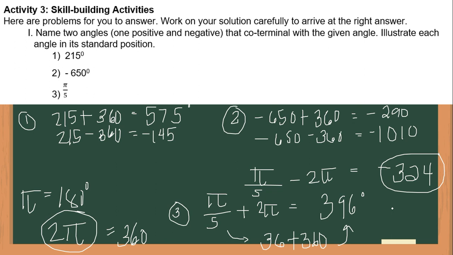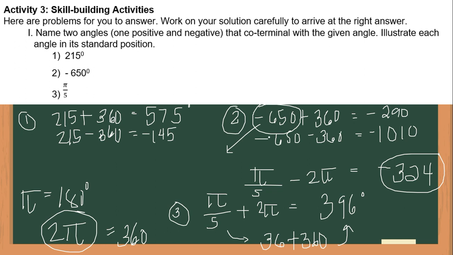I have a question in number 2. It says one positive, one negative. You said negative 290. Is negative 290 the first positive? Negative 290 is still negative, but it is a coterminal angle. So what is the positive coterminal angle of negative 650? Is negative 290 a positive coterminal angle? Of course not, because it is negative.